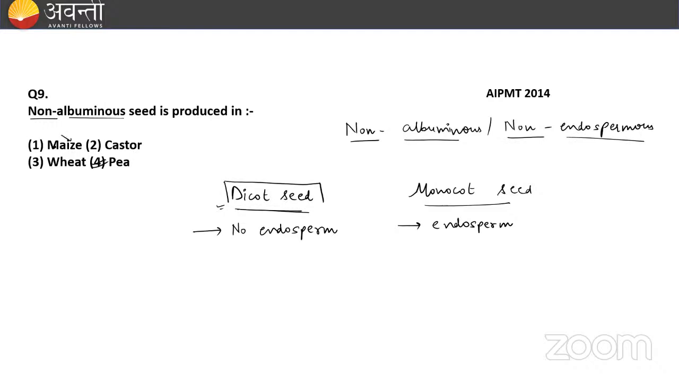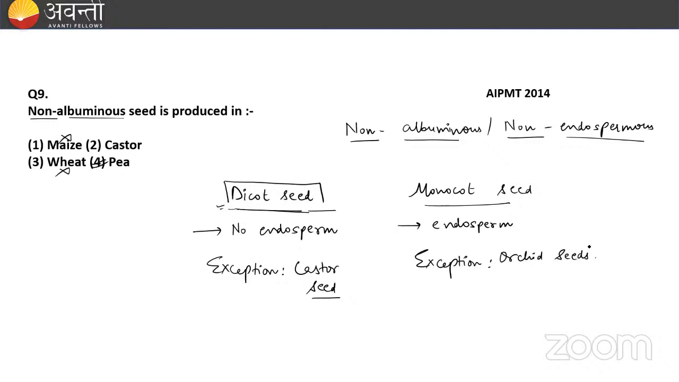Maize, you know it's a monocot, so maize is eliminated. Option number 3 says wheat. Wheat is also a monocot, so wheat is also eliminated. Now we are left with option number 2 and 4, that is castor and pea. Now in NCERT, two exceptions are written. In dicot seed, the exception is castor seed. And in monocot seed, the exception is orchid seeds.